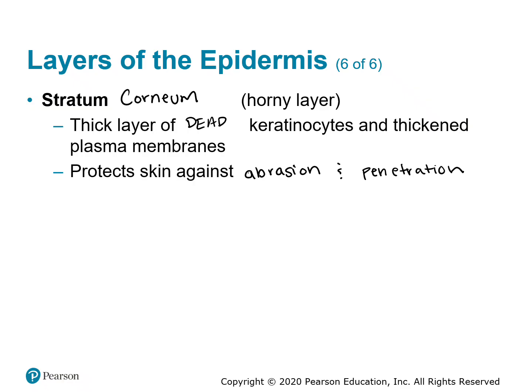For all of my clumsy folks, your stratum corneum is the reason that every time you bump your elbow, you don't just start bleeding out, right? Your stratum corneum helps to protect you against that, okay? For all of my clumsy wumsies.